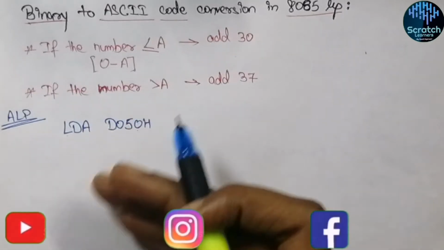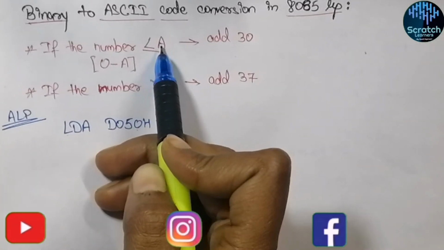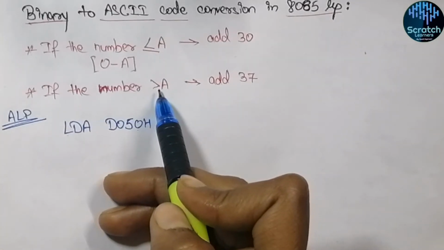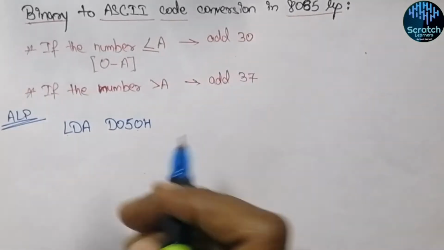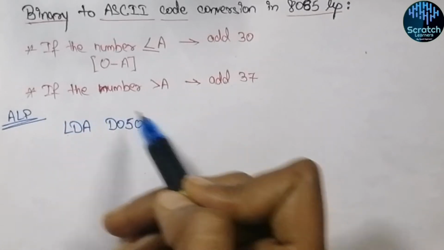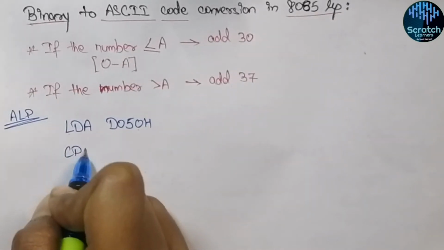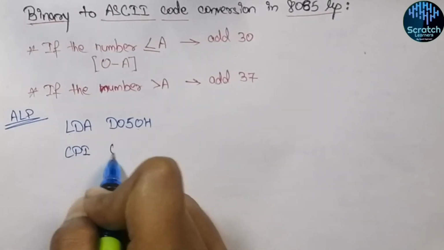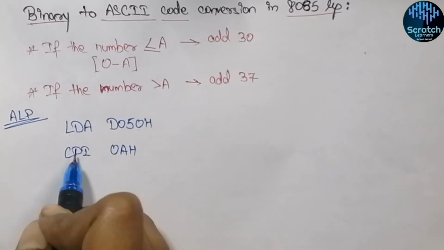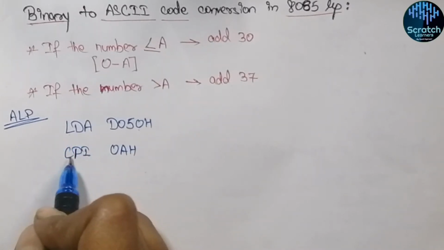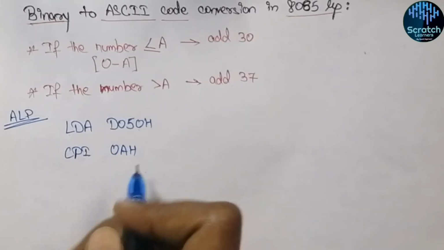See, we have to check this number. Whatever data is being loaded into the accumulator, we need to check whether it is lesser than or equal to A or it is greater than A. Then only we can decide which one we need to perform, right? So here we will compare that inputted number with A. So let's compare the content of accumulator with 0A hex, right? That means the content of accumulator will be immediately compared with the data 0A hex.